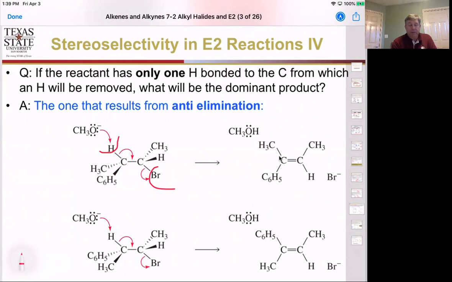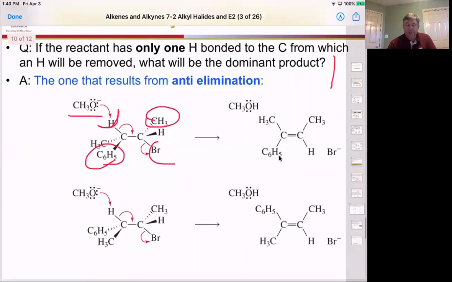So in the case of methoxide, that's a small base, and so it's going to favor Zaitsev's rule. And we only have this one place where the hydrogen can be removed. Notice, what it's going to want to do is arrange such that the largest group on this side, which is the phenyl group, and the methyl group on that side are the farthest possible away from each other. And that'll give us an anti-configuration.